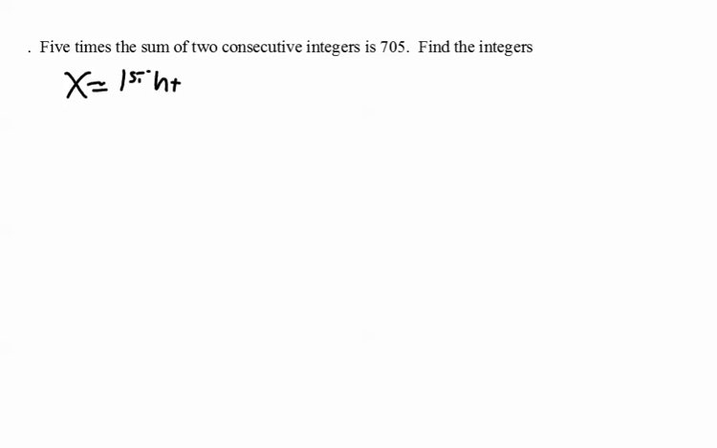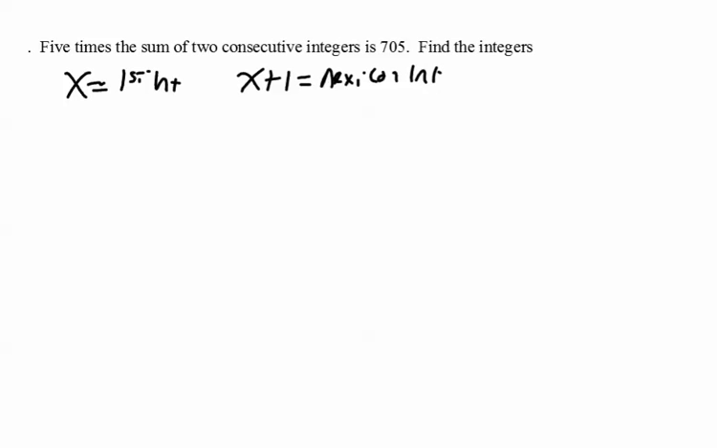Now consecutive means, how would you add in a number after the first one? In other words, if I have 1, what comes after 1 is an integer. That's 2. What comes after 2? That's 3. Those are consecutive. So if x is the first integer, x plus 1 would be the next consecutive integer.